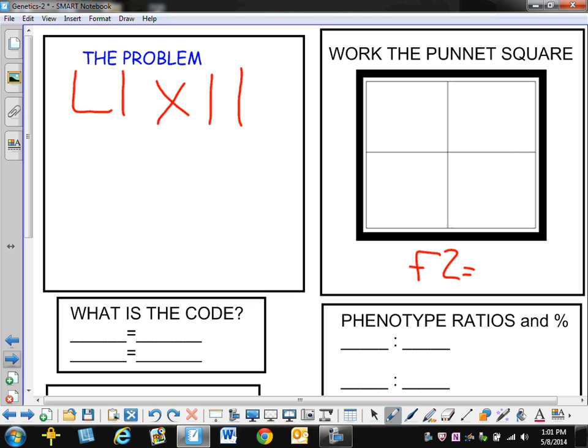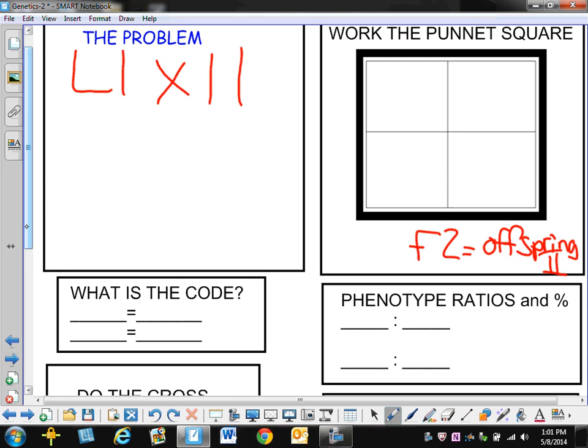Family or offspring 2. So this is offspring 2. Or you could write 2 there. Offspring 2. So we're going to do this cross. Has our code changed? No. So big L equals long. Little l equals short. Okay?